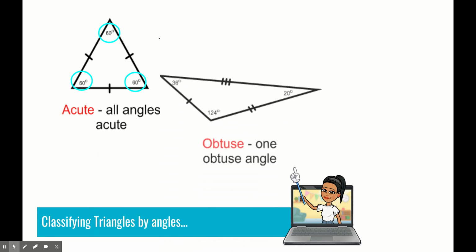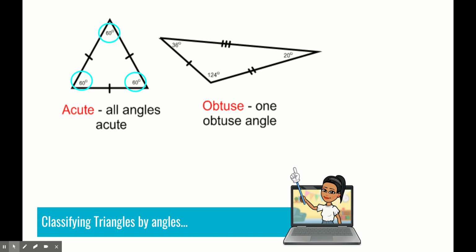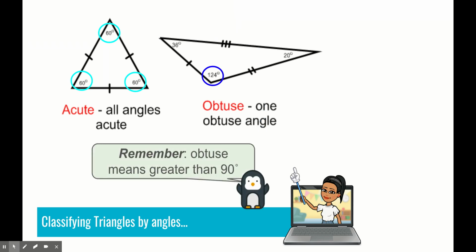Next, we have an obtuse triangle. An obtuse triangle has one obtuse angle. And once again, remembering that an obtuse angle means greater than 90 degrees. So if a triangle has one angle that is greater than 90, then we call that an obtuse triangle.